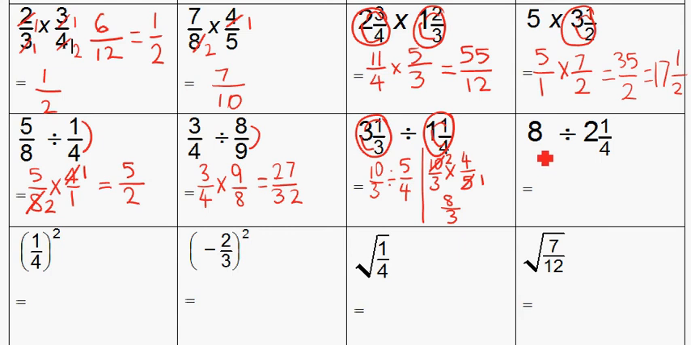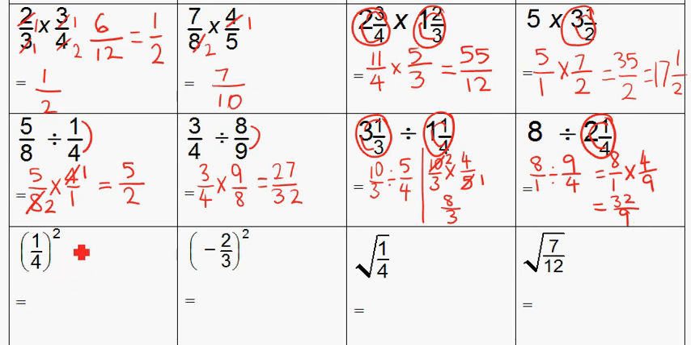Okay, we'll try this one. We can write 8 as 8 over 1 divided by, and we'll change this to an improper fraction. 2 times 4 is 8 plus 1 is 9. And now we'll do the division. Change the divide to a times, find the reciprocal of the second fraction. Look for any simplifying. 4 times 8 is 32 and 9 times 1 is 9.